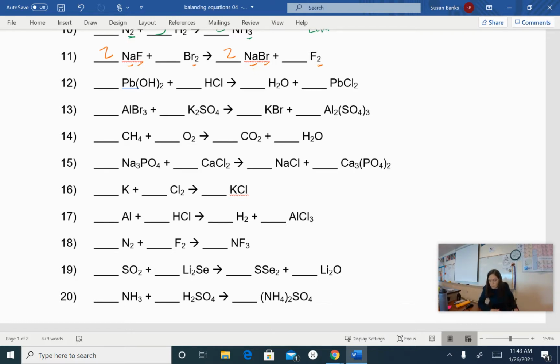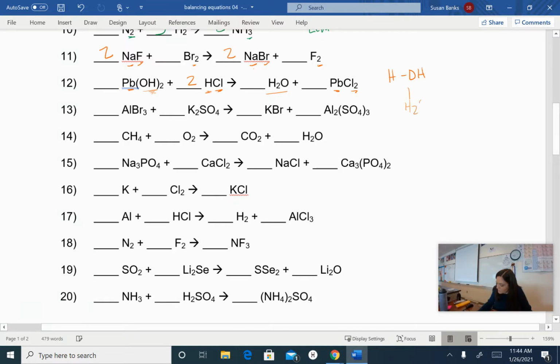Let's look at number 12. 1 lead, 1 lead. Okay, I'm going to look at the chlorines next. 1 chlorine, I've got 2 chlorines, so I'm going to double this. Now, when we make water, when it comes from a hydrogen and an OH, hopefully you can see that the hydrogen and the OH are getting together to make water. I want you to think of the water as H plus OH. Okay, so I've got 2 OH groups, and I've got 2 hydrogen groups to make water. Okay, so that means I'm going to make 2 waters here, right?